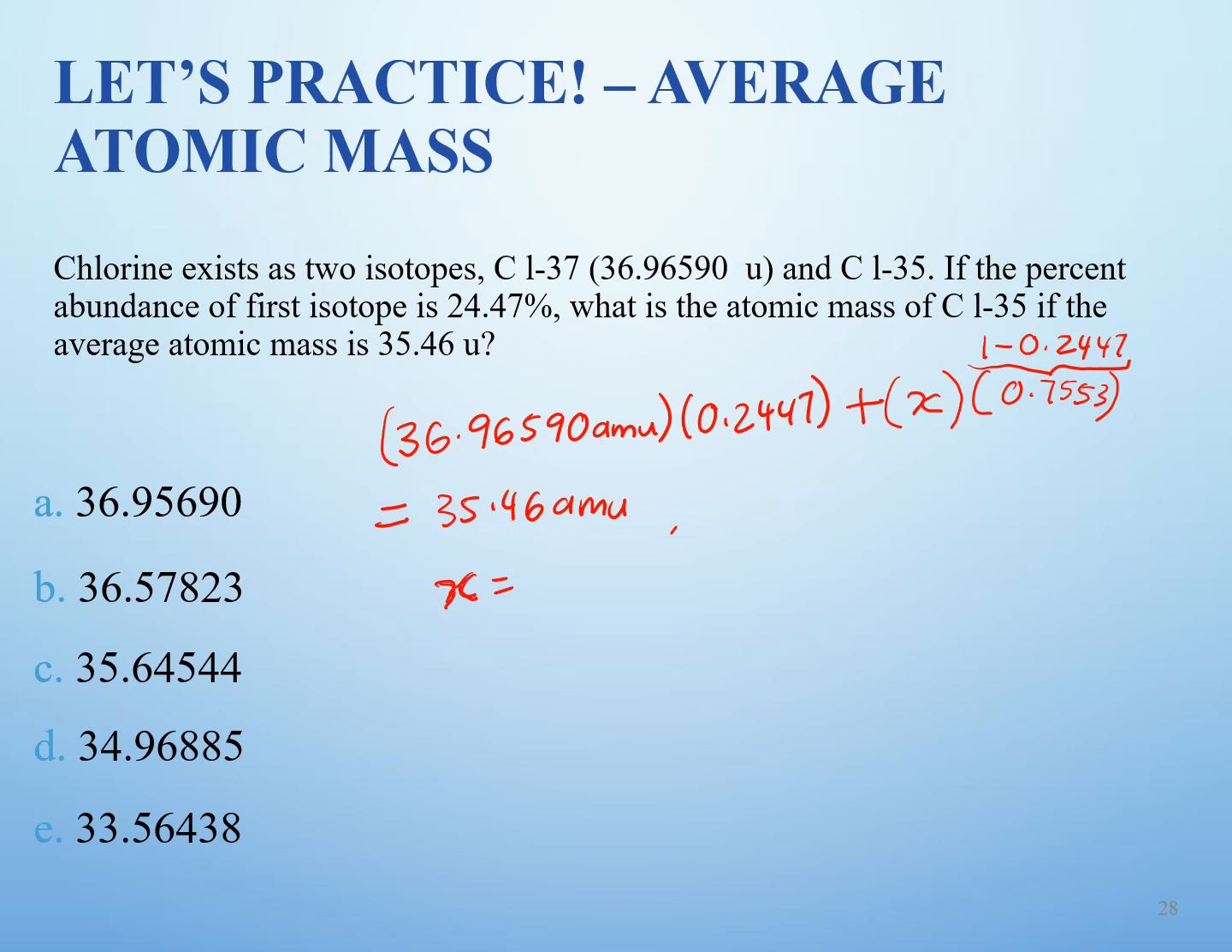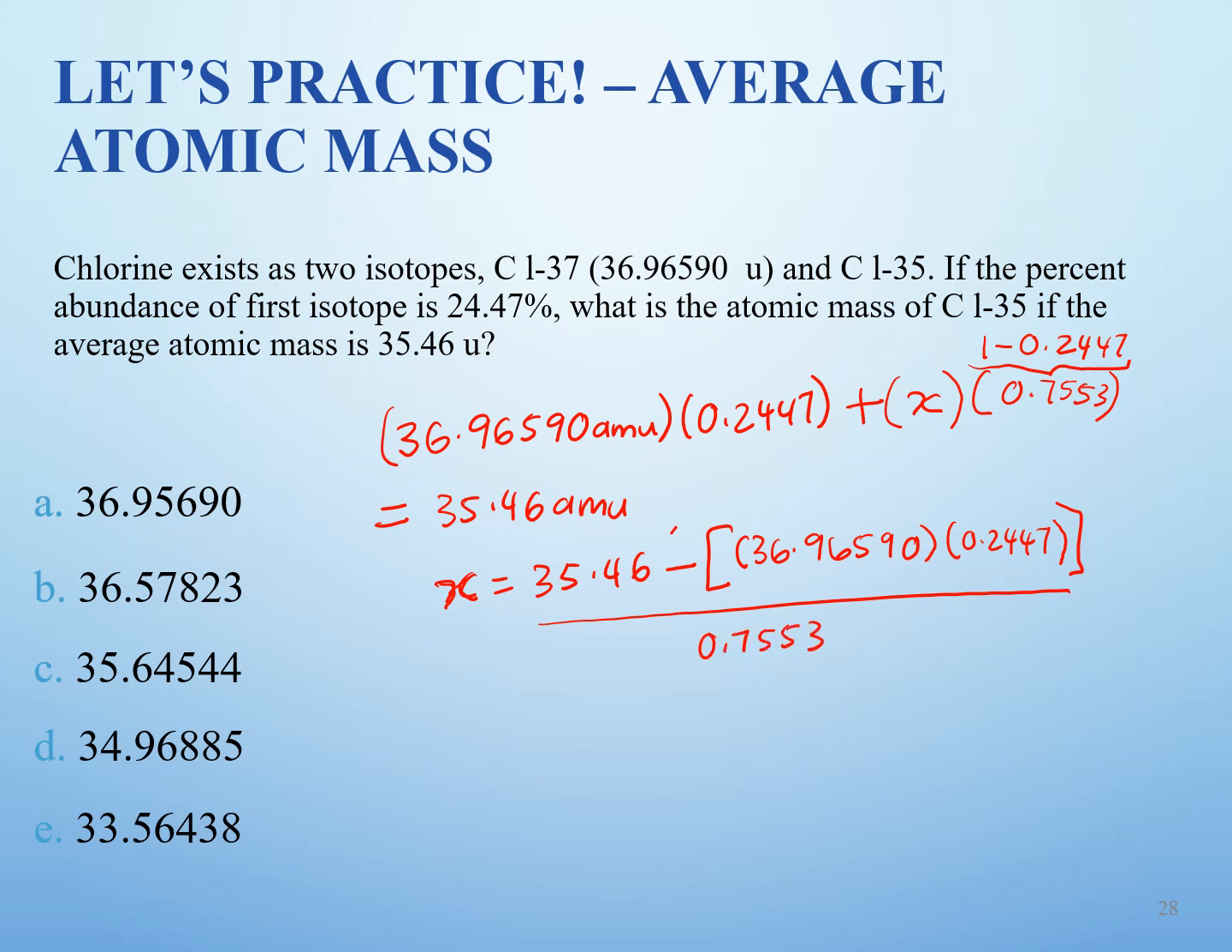To solve for x, we want to do 35.46, minus the product of the first term here, which is 36.96590 times 0.2447, and then divide by 0.7553.